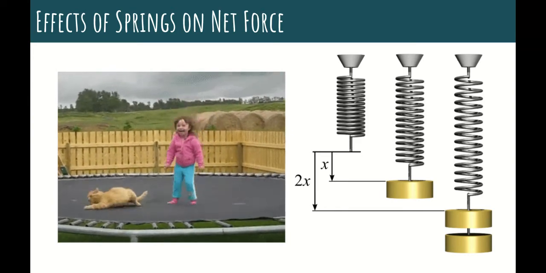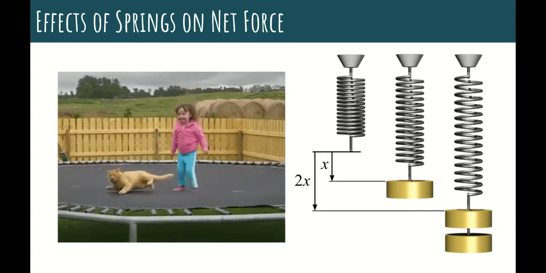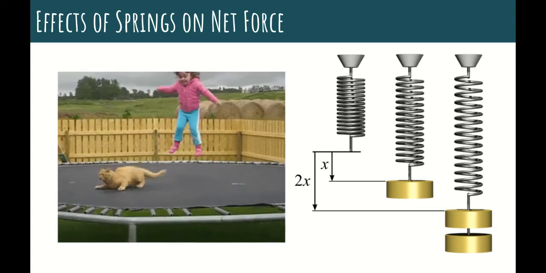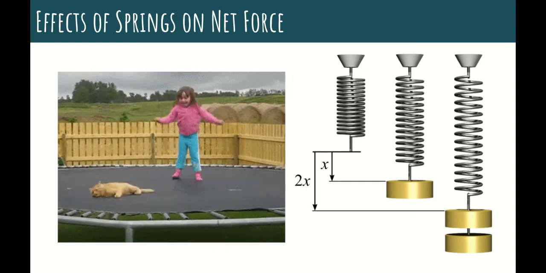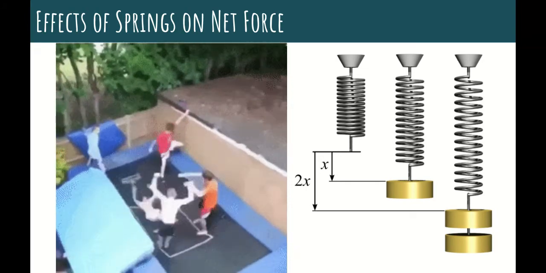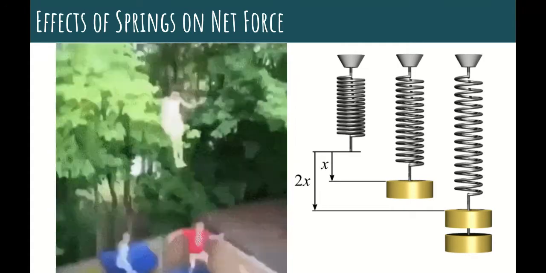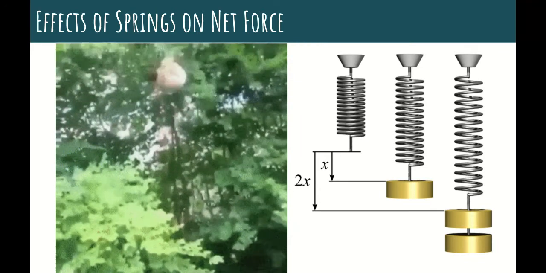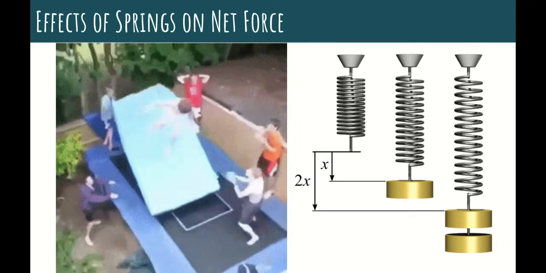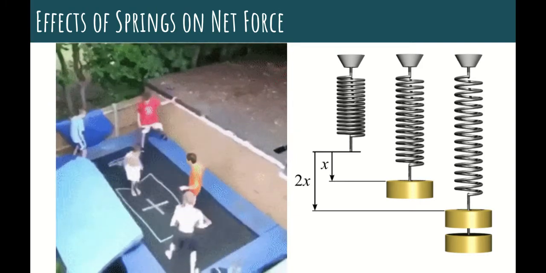So this cat is just trying to get out, but the little girl is light. She's not going to be getting very much reactionary force because she's not applying very much force to the springs to distort their position. Now, if we have something like this, a big jump is what I've been told this is called. So you have multiple kids, they're all applying force at the same time, but only the kid in the middle is absorbing the reactionary force, right?